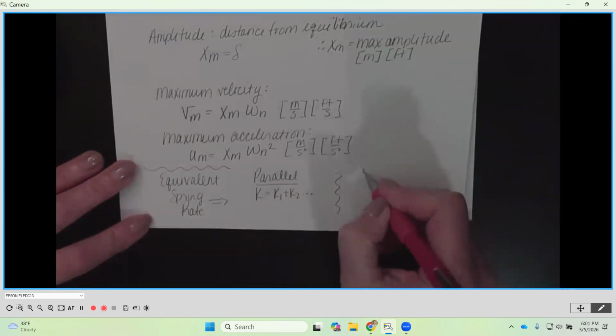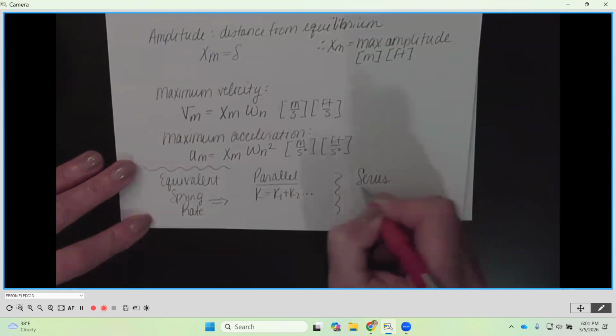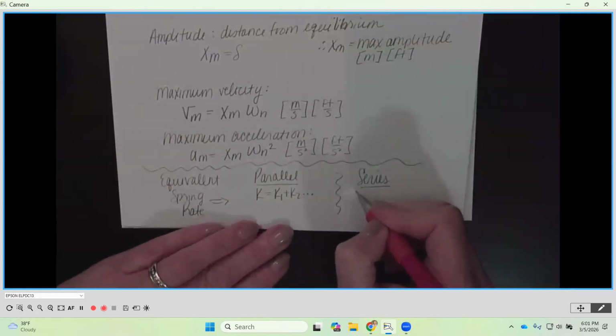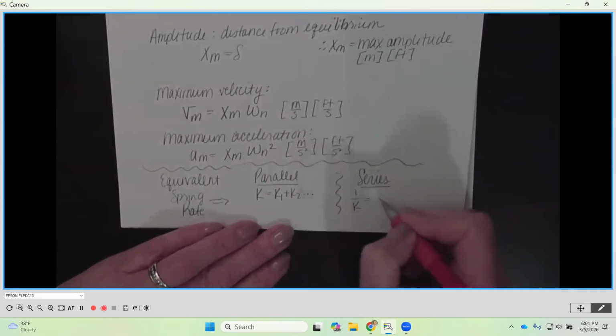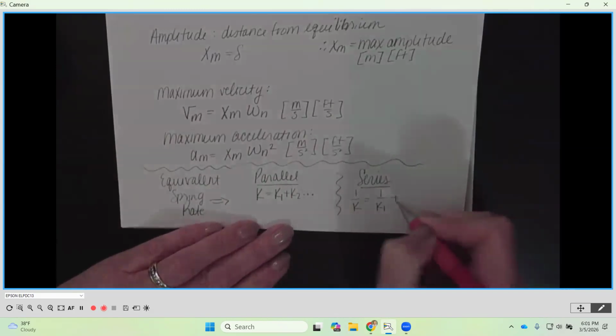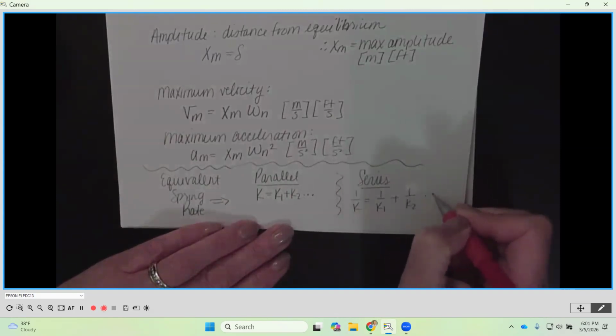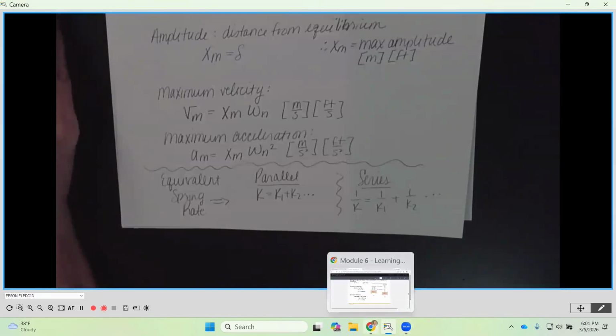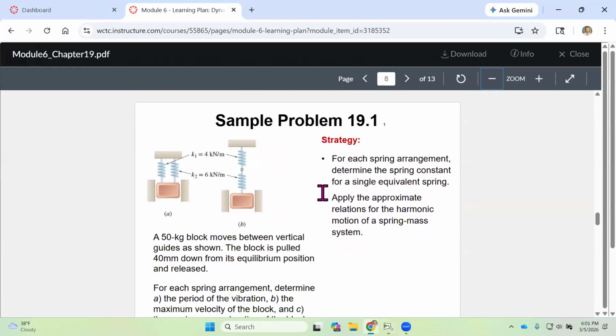Then I'll do another little wavy line, and this is going to be the series arrangement. Here, 1 over K is equal to 1 over K1 plus 1 over K2, and then dot, dot, dot to continue for however many springs we have in series. All right, so that gets us to a place where we can do our first sample problem.